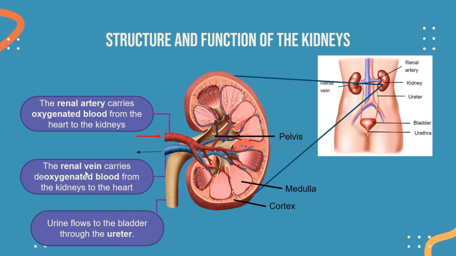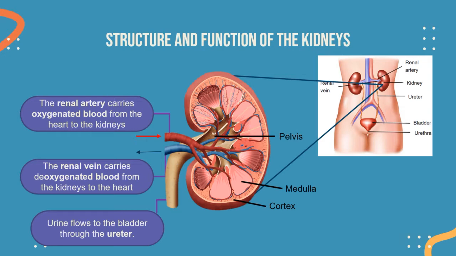Then the renal vein carries the blood from the kidney to the heart. The renal vein here carries the blood to the heart. So the urine flows to the bladder through the ureter. This is referred to as the ureter. So the urine flows to the urinary bladder through the ureter.